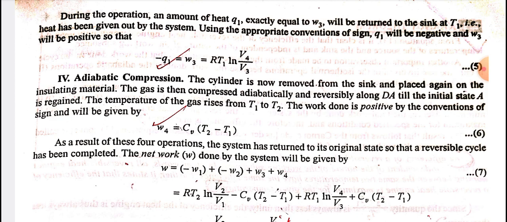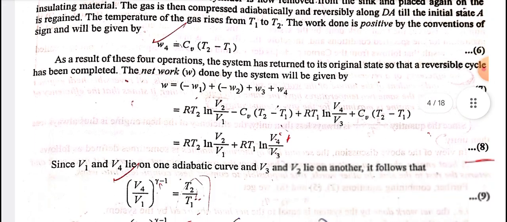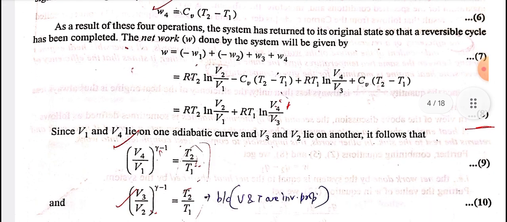Net work done by the system will be given by W is equal to minus W1 plus minus W2 plus W3 plus W4. Here are the equations of these four works. RT2 ln V2 by V1 minus CV times T2 minus T1 plus RT1 ln V4 by V3 plus CV times T2 minus T1 is equal to RT2 ln V2 by V1 plus RT1 ln V4 by V3.